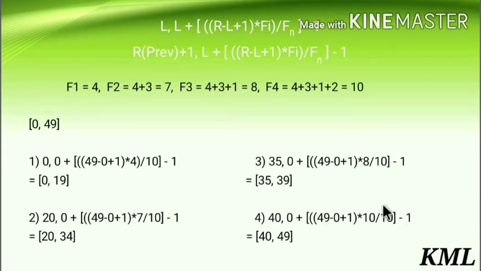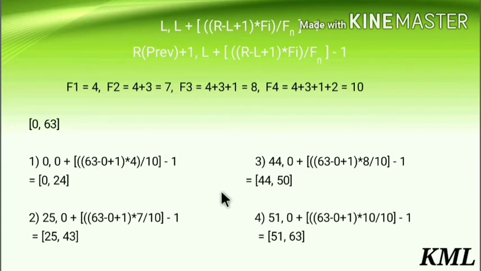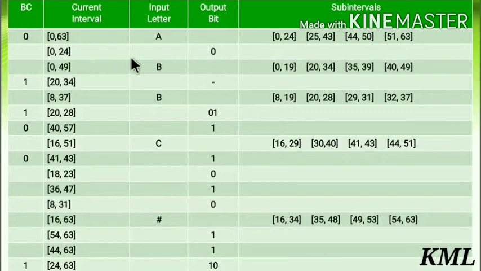After evaluating this, you get 49. So this 0 is similar to this one, and this 49 is this one. So these values fall in between these two values. That's why those are the subintervals. So we got our subintervals. See here, these are the subintervals that we got.